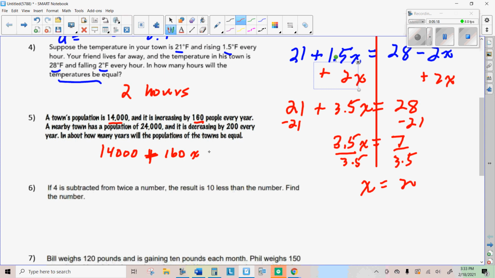You could use a y there too if you want, it wouldn't really matter. And a nearby town has a population of 24,000, but that population is decreasing, so we're going to put a minus there, by 200 every year. And we want to know when the two populations are equal, so we put an equal sign in between. And you're going to get rid of the variable from one side to start it, and then finish solving for x.